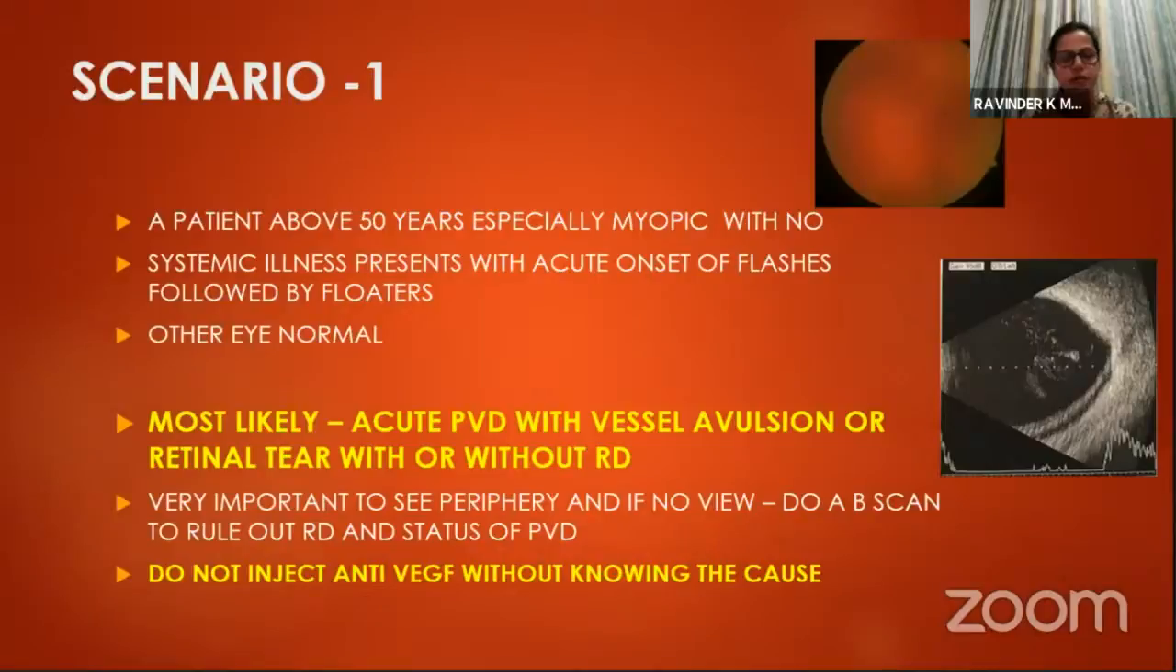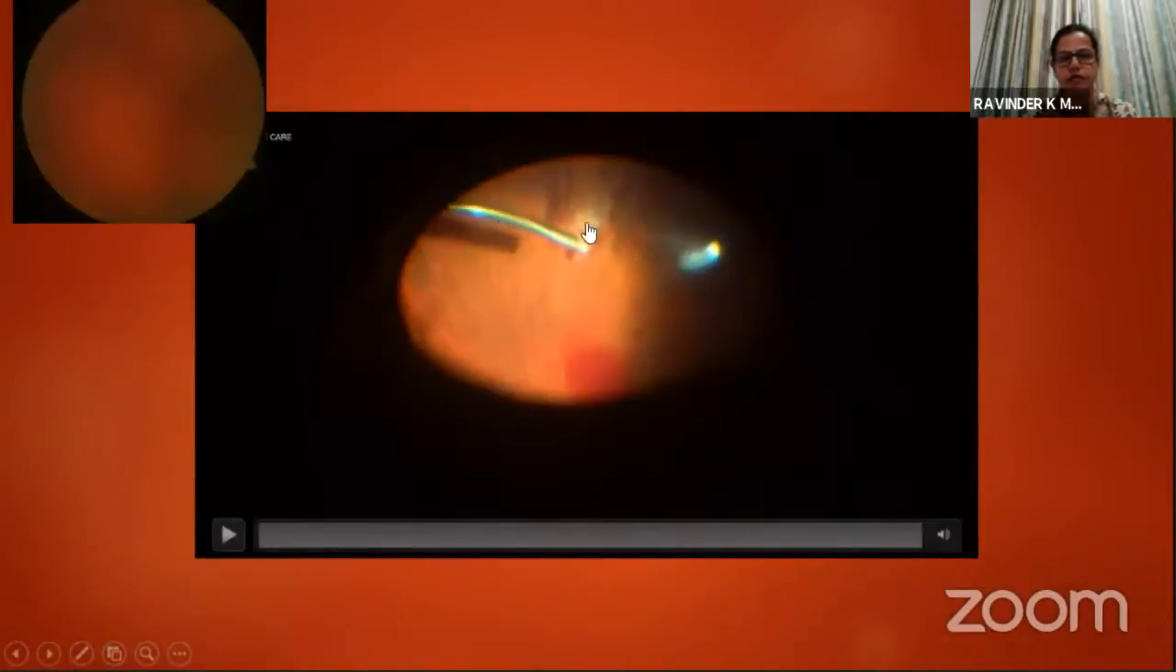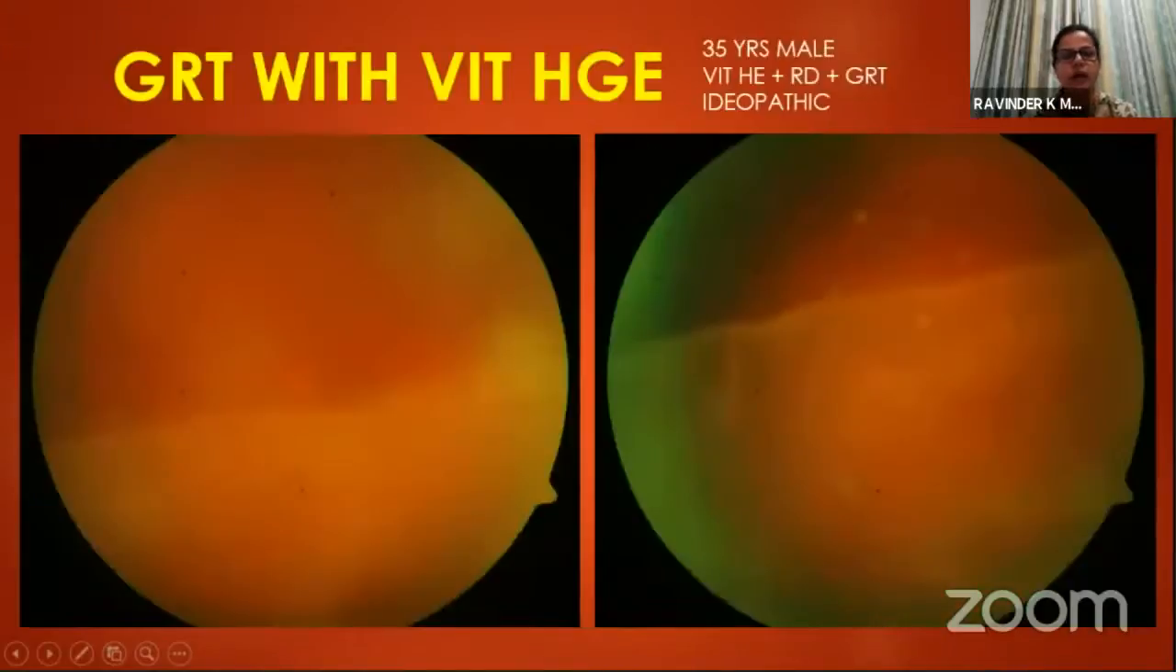Very important is to not inject any eye with vitreous hemorrhage without knowing the cause. So this is one such patient where there is vitreous hemorrhage, and he underwent vitrectomy, and we could see a peripheral tear with the localized RD.